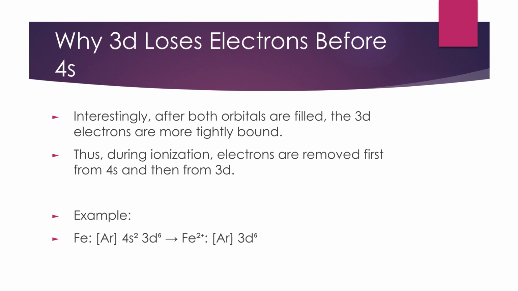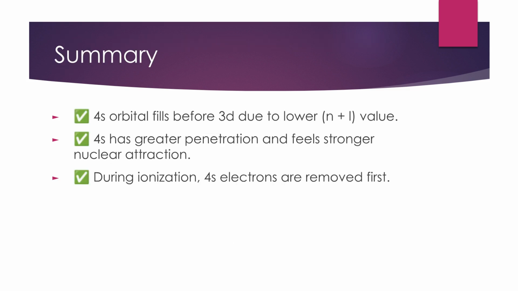Interestingly, after both orbitals are filled, 3d electrons are more tightly bound. During ionization, electrons are removed first from 4s, then from 3d. For example, Fe, [Ar] 4s² 3d⁶, becomes Fe²⁺, [Ar] 3d⁶. In summary, the 4s orbital fills before 3d due to its lower n plus l value.